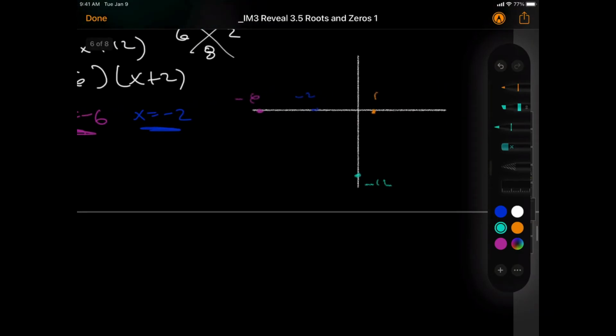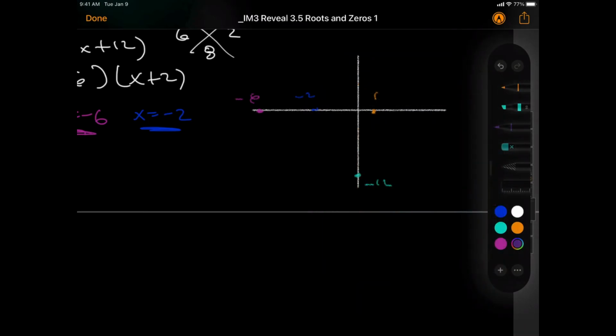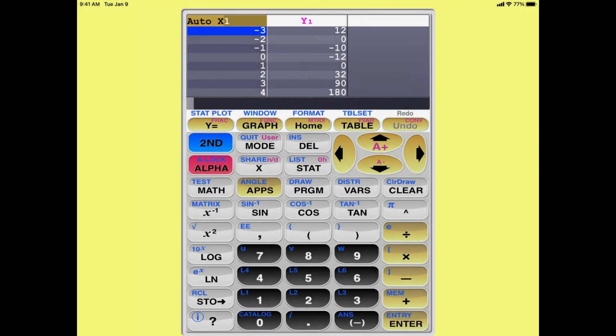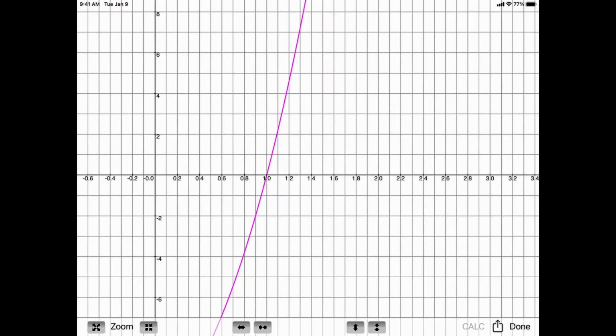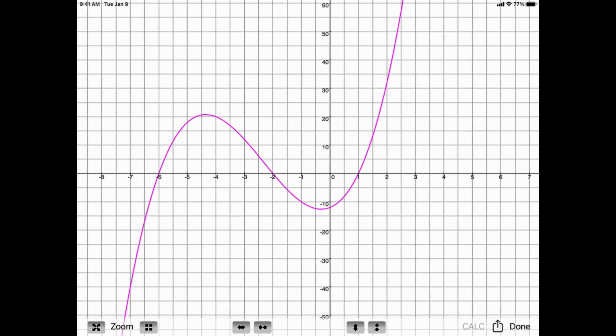Alright, let's go ahead and sketch this. Starts down, ends up. Shoot through, comes down. And see if we were correct. Pretty good, right?